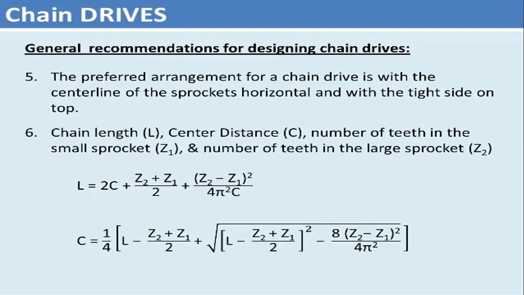And the preferred arrangement for a chain drive is with the center line of the sprockets horizontal, and with the tight side on the top position.